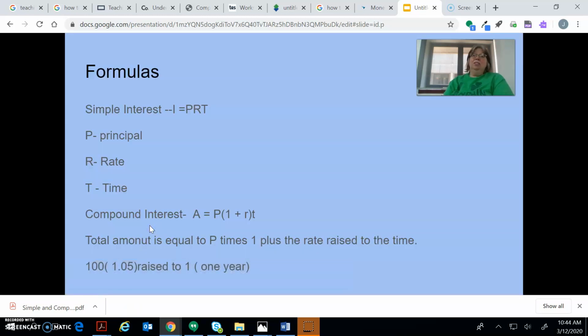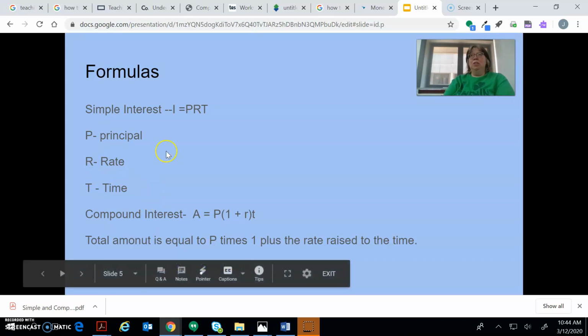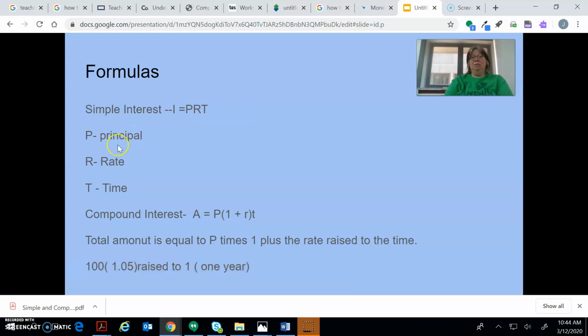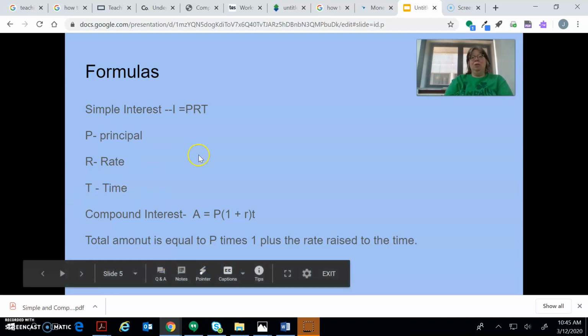So when we go back and look at the formulas, the first formula, which we know and have been using, is interest equals principal times rate times time. P is the principal, the amount you're taking out or borrowing. Rate is a percentage rate, and remember we always convert that to a decimal. When you convert it to a decimal, you move the decimal point 2 places to the left. Time is the amount of time you have it out.